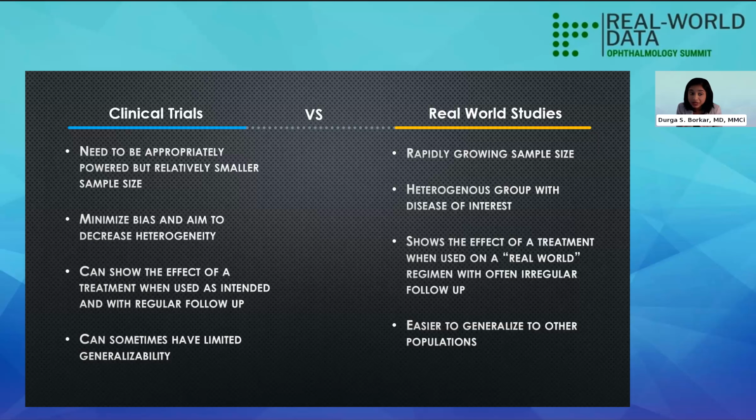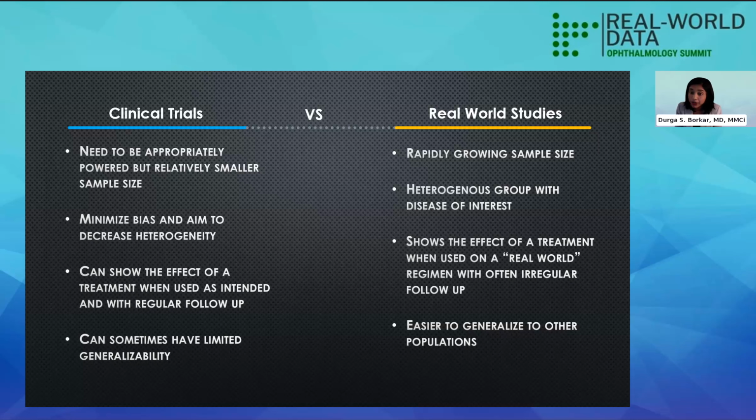I mean, the goal is really to isolate a treatment effect, but that is when these treatments are used as intended and with regular follow-up. They can sometimes have limited generalizability, particularly based on what the inclusion and exclusion criteria may be for a trial. Real-world studies, on the other hand, have a rapidly growing sample size.